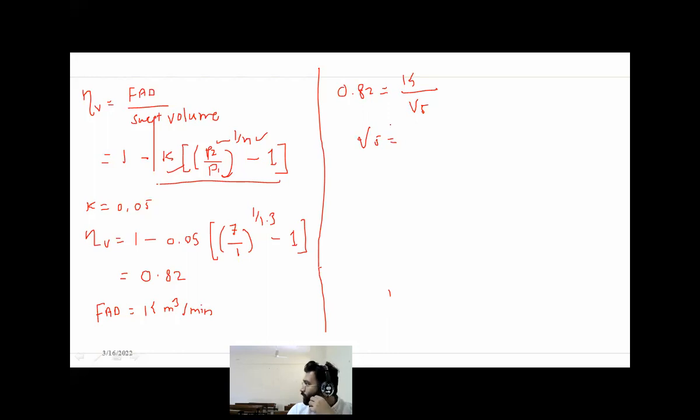17 point something meter cube per minute.